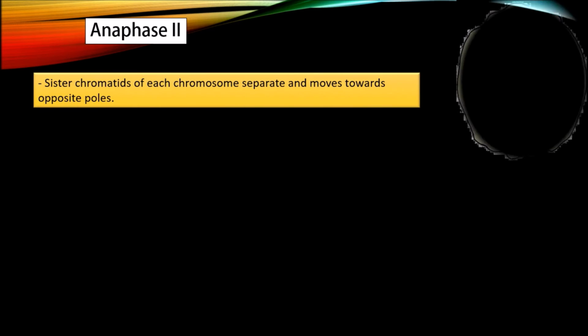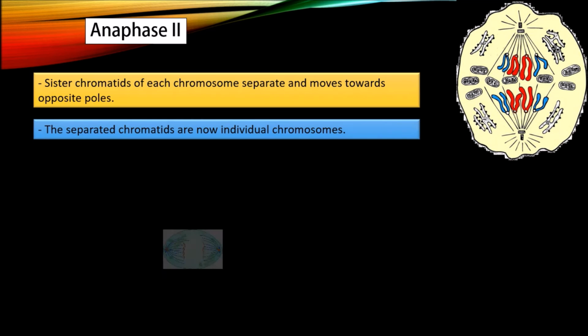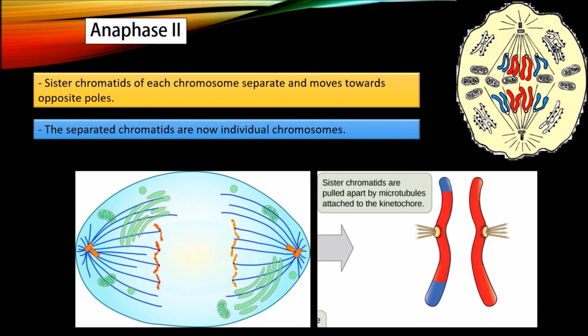Anaphase 2. Due to the breakdown of proteins attaching the sister chromatids, they are separated at the centromere. As a result of shortening of kinetochore microtubules, the sister chromatids are pulled towards the opposite poles of the cell. The separated chromatids are now individual chromosomes.